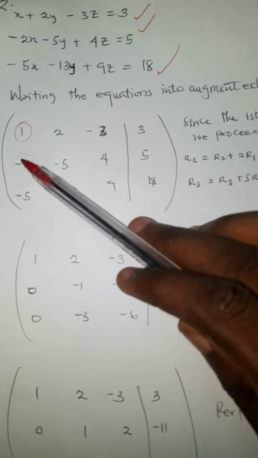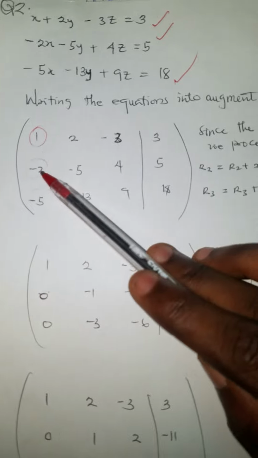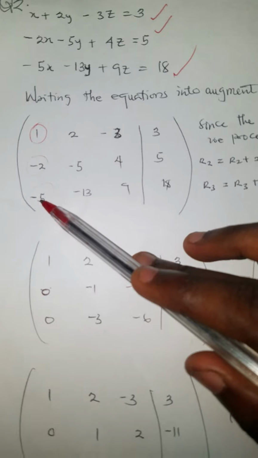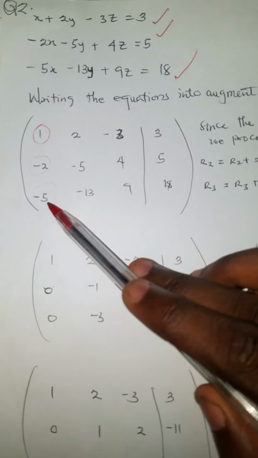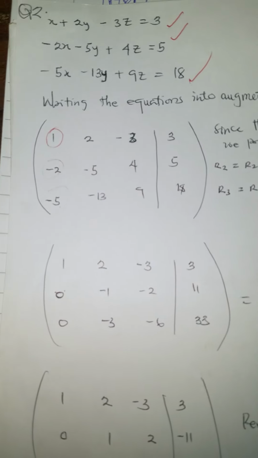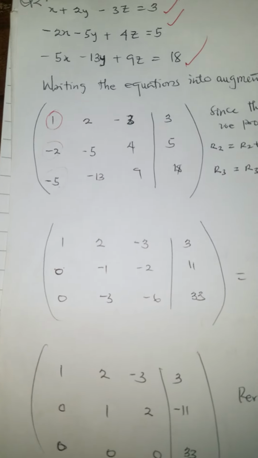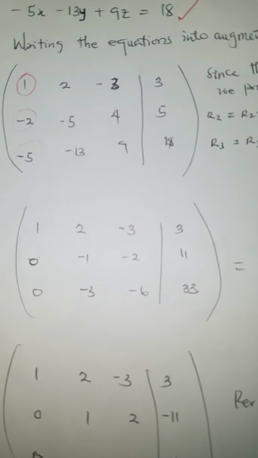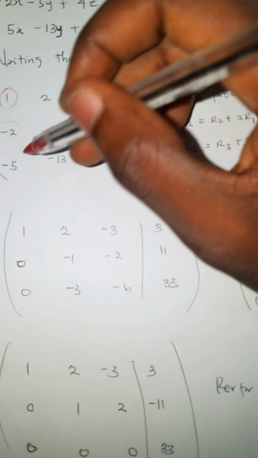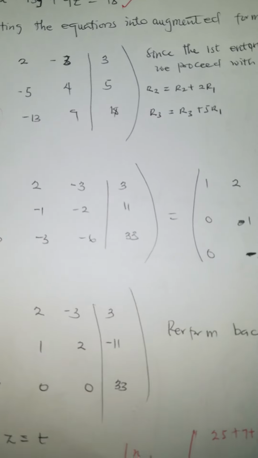Since here is negative, if you multiply this row by 2 and add them, here will be 0. And then since here is minus 5 and here is 1 positive, if you multiply 5 by row 1, we're going to get this value to 0, and that value 0. So that is what we did.